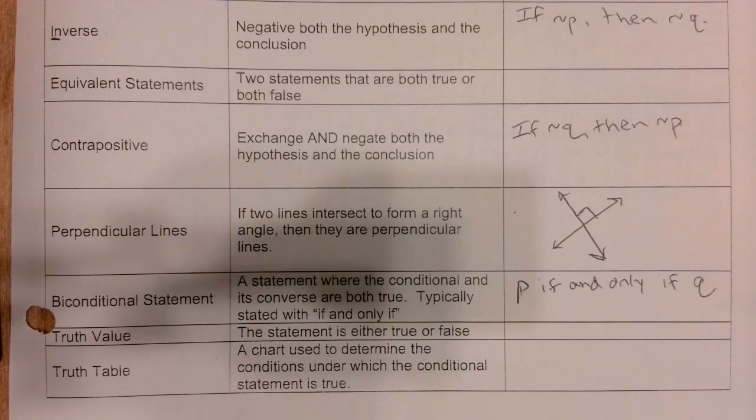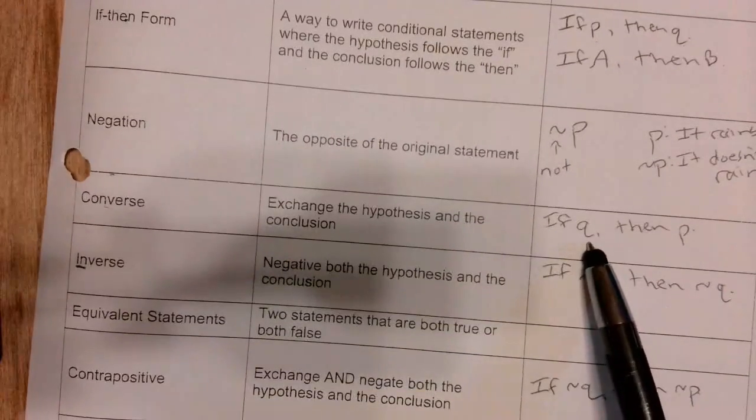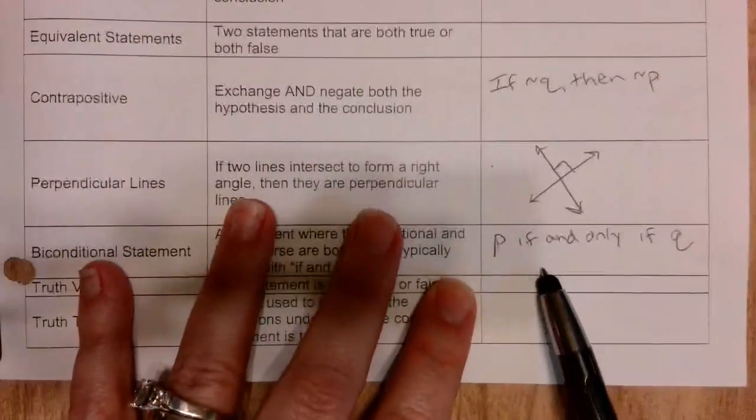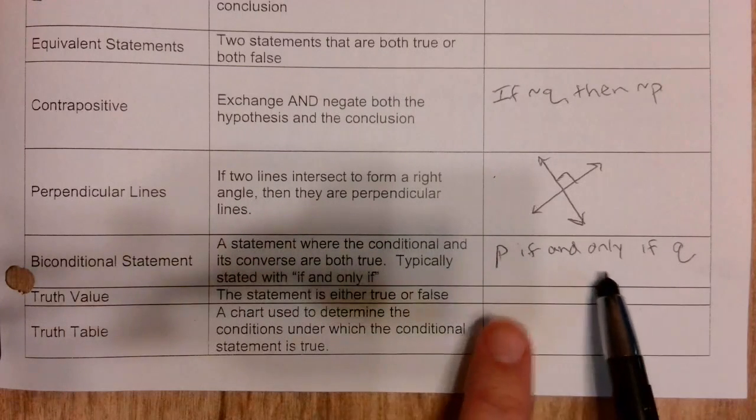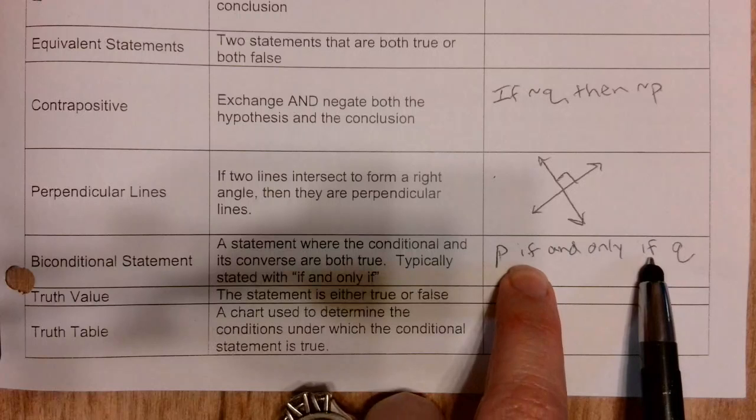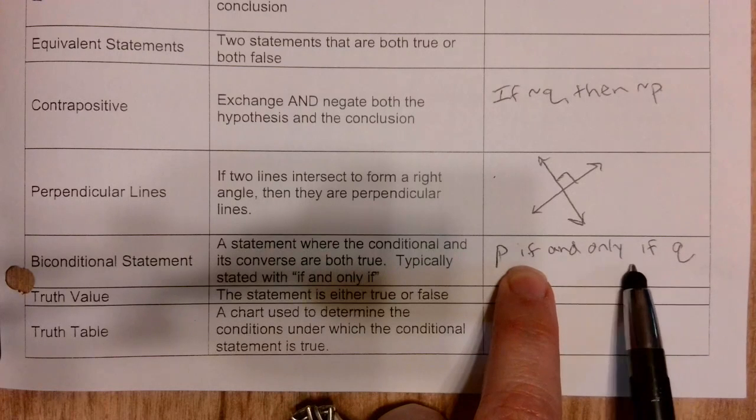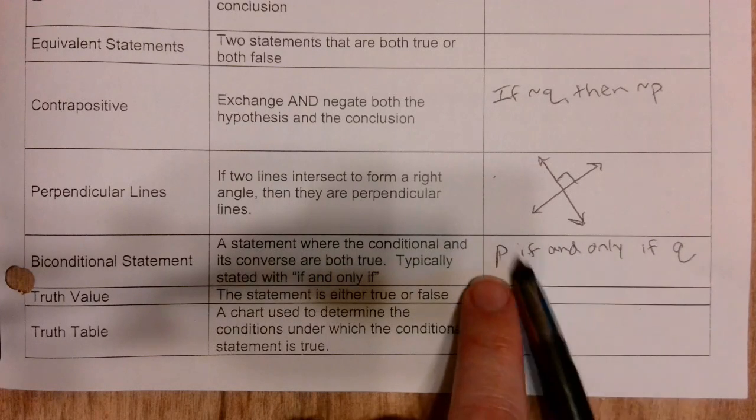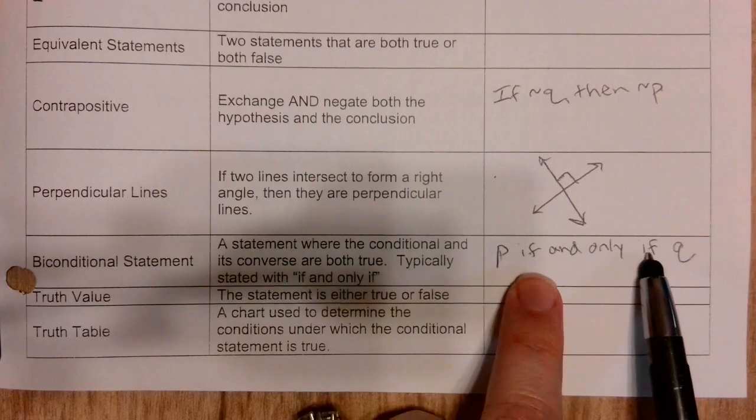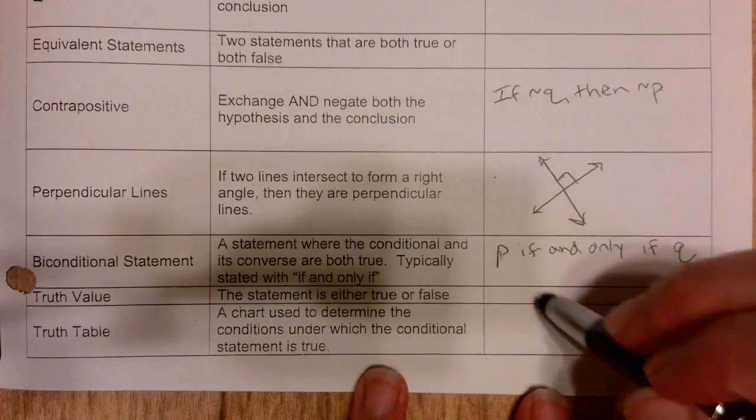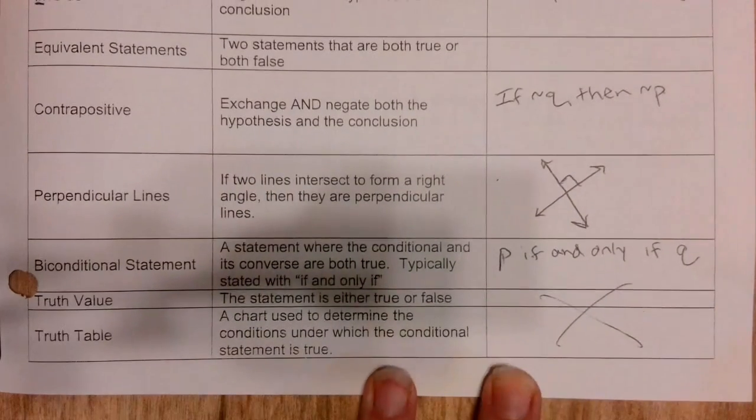It's taking the two separate sentences, if P then Q, if Q then P, and it's putting it into one sentence, P if and only if Q. Notice it has two ifs instead of one, and there is no then. You put if and only if between the P and the Q. Truth tables and truth value we will not do.